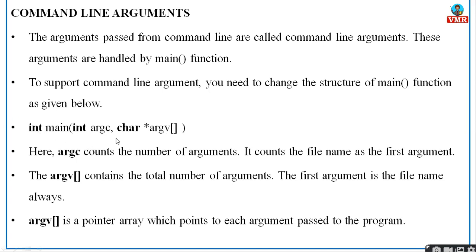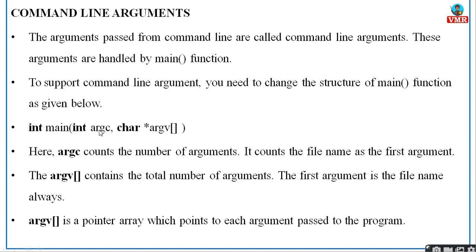int main, int argc, char argv. So what is this argc and what is this argv? Here argc counts the number of arguments, and it counts the file name as the first argument. The argv contains the arguments themselves, and the first argument is always the file name. argv is a pointer array which points to each argument passed to the program, right? To support command line arguments, you need to change the structure of main as follows. You can't simply write int main with empty brackets and then curly brackets, but you need to follow these parameters.